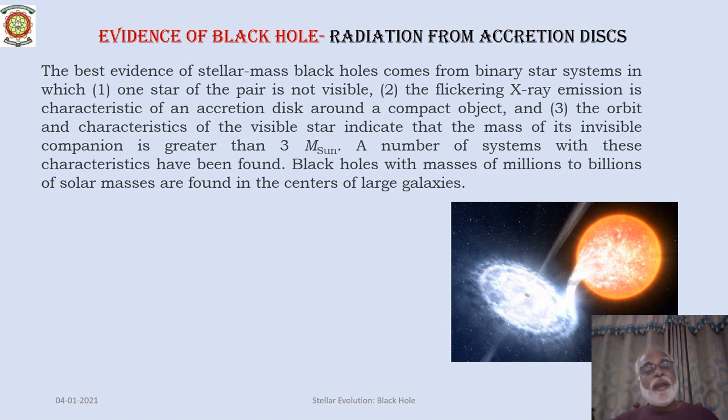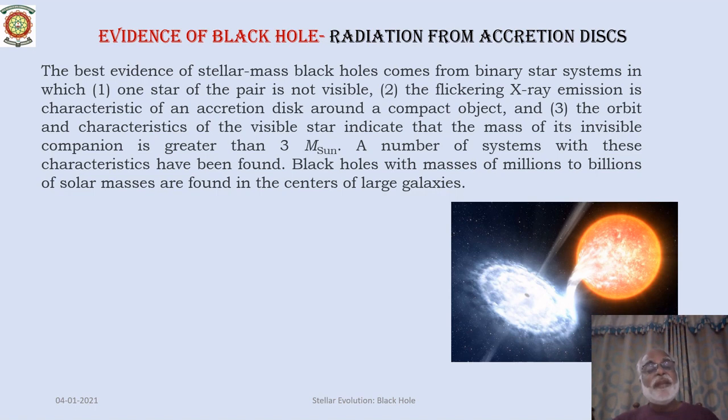And the orbit and characteristic of the visible star, this orbit, if you know the orbital velocity of this star as it goes around the black hole, one can calculate the mass of this object, and that turns out to be much greater than 10 solar masses, indicating that the second object must be a black hole. So these 3 points put together give you the evidence.